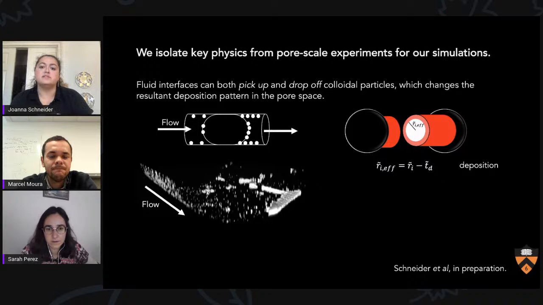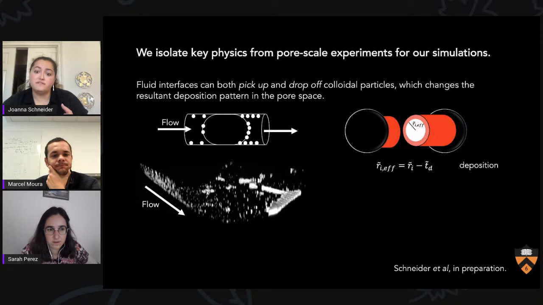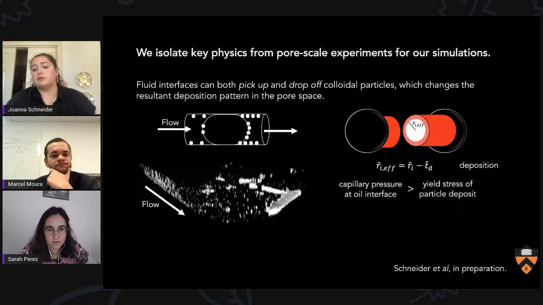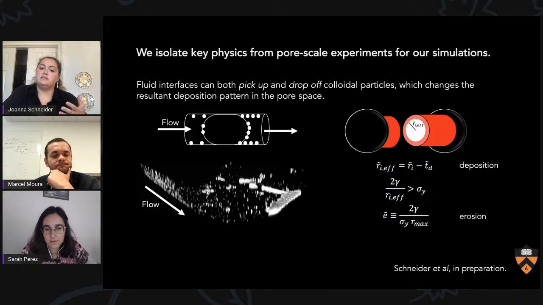We can then incorporate this erosion piece by thinking about the balance of stresses at the oil interface as it travels over these particles. And so interfaces pick up particles when the capillary stress exceeds the yield stress of the deposit. And so we can define a ratio of those two quantities as an erodibility, which essentially says when my capillary stress exceeds my yield stress, I'm going to erode something. And so this now sets a rule for when we have erosion as well.